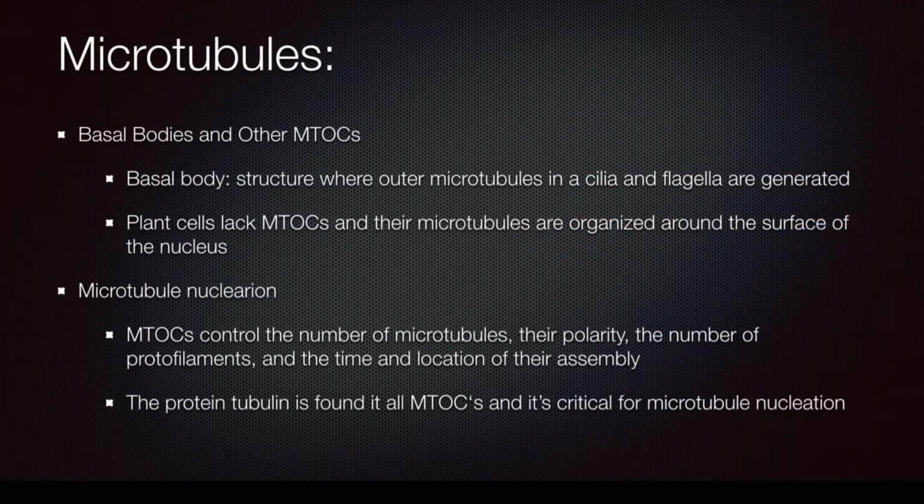Basal bodies and other MTOCs. Basal bodies are structures where the outer microtubules in cilia and flagella are generated. Plant cells lack MTOCs, and their microtubules are organized around the surface of the nucleus. Microtubule nucleation: MTOCs control the number of microtubules, their polarity, the number of protofilaments, and the time and location of their assembly. The protein tubulin is found in all MTOCs and is critical for microtubule nucleation.